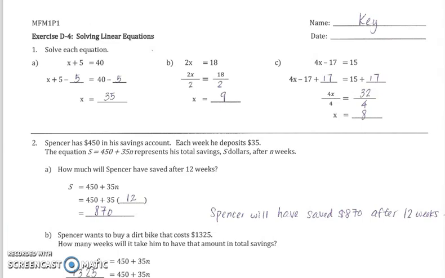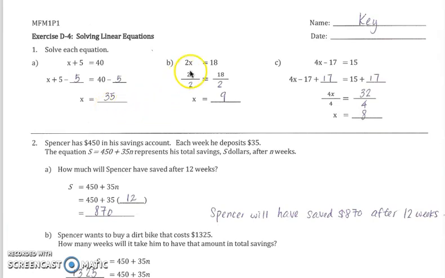So question A, x plus 5 equals 40. So we want to isolate x. We need to undo the plus 5 by subtracting 5 on the left side of the equation. When I subtract 5 on one side, I also need to subtract 5 from the other side. So when I do this, I have x equals 40 minus 5, which is 35.